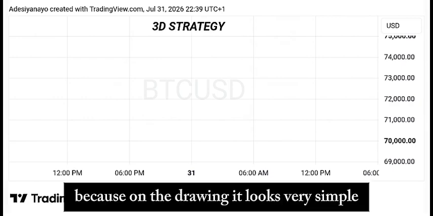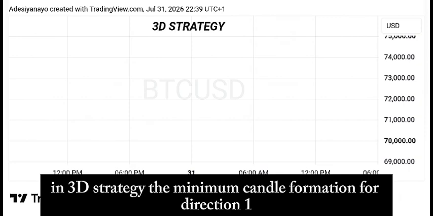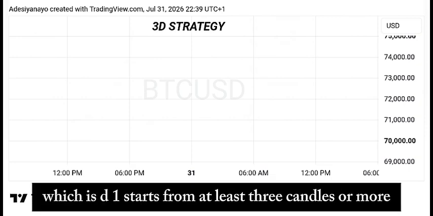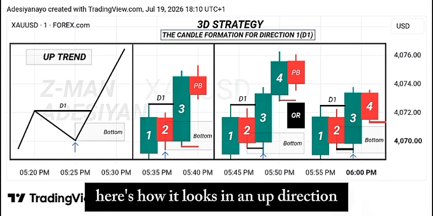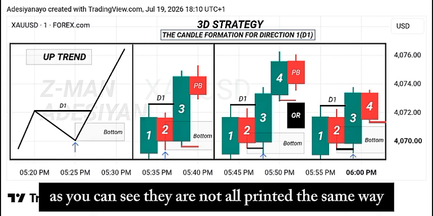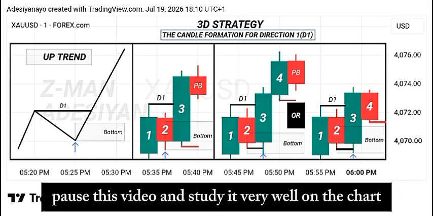Now the question is, how does this BOS or D1 actually look like in real candle formation? Because on the drawing it looks very simple. In 3D strategy, the minimum candle formation for direction 1, which is D1, starts from at least 3 candles or more. That means 3 candles is good enough to qualify as a direction. Here's how it looks in an up direction. As you can see, they are not all printed the same way. Pause this video and study it very well.